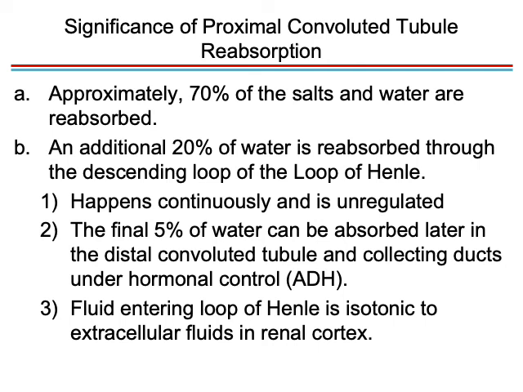Okay. At the distal convoluted tubule, there can be other materials removed, such as water. So at this stage, it's kind of fine-tuning. And this is under hormonal control with the hormone ADH, antidiuretic hormone. And we'll talk about that also on part 2.